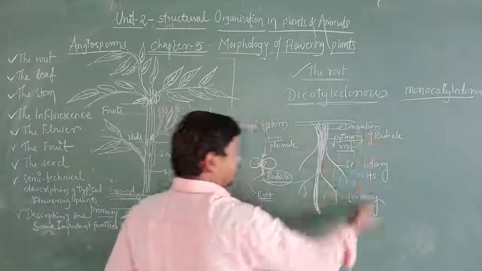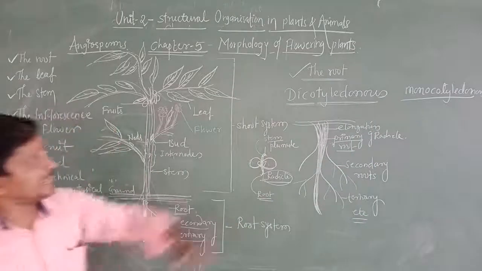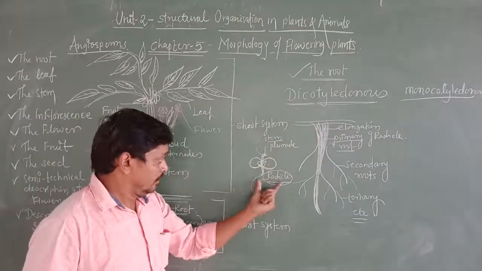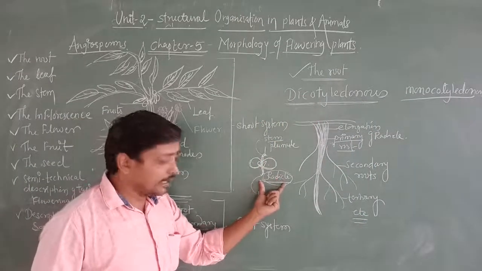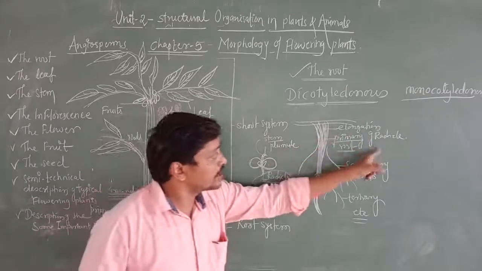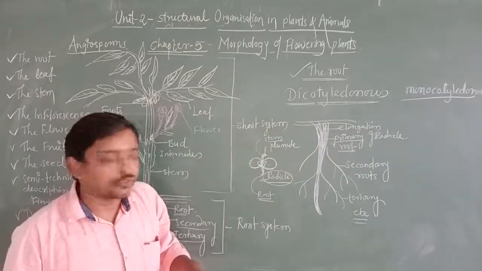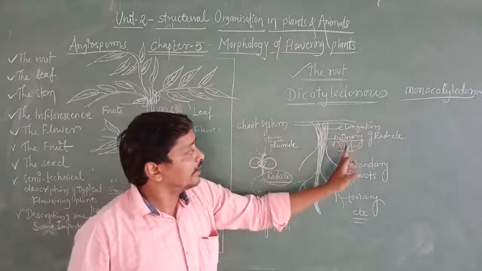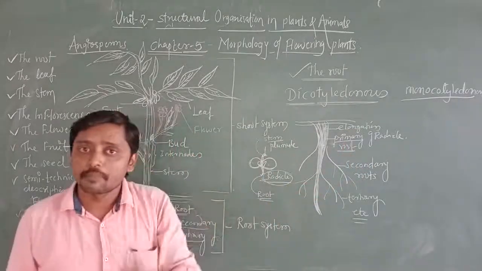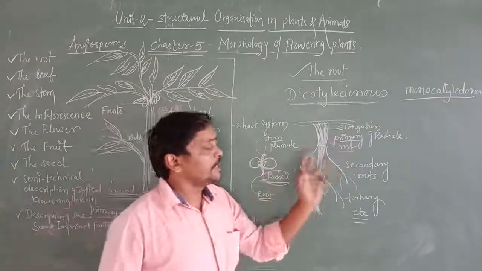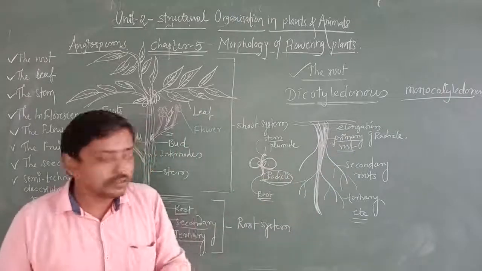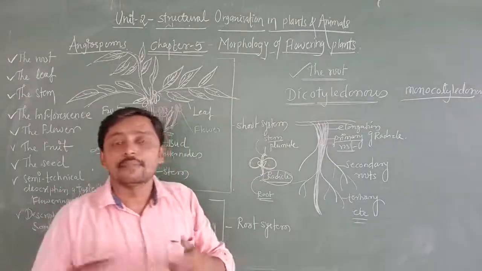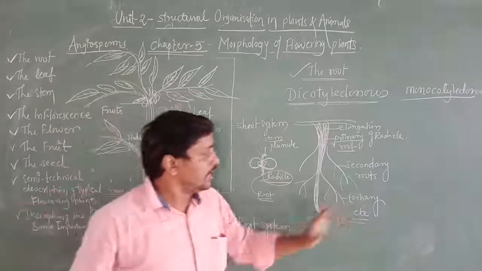Like this, what we are going to get in dicotyledonous: there is a radicle. The elongation of the radicle directly into the soil leads to the formation of the primary root, and from the primary root we are going to get the lateral roots. Those are called secondary roots. Afterwards, again the lateral roots we are going to get, those are the tertiary roots.